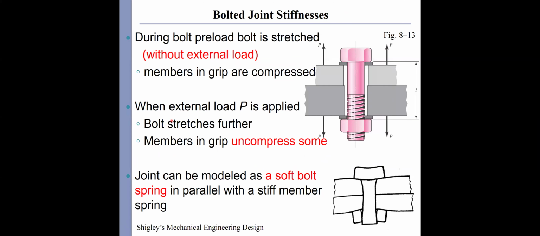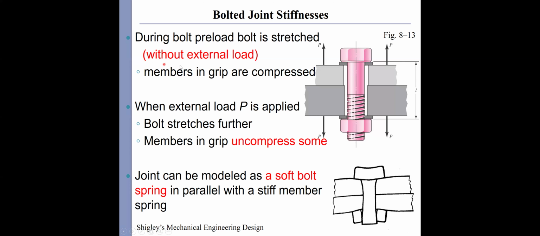Now we are going to look into the concept of stiffness. We can define the bolt and the nut to define their stiffness. The function of the joint, including the bolt, nuts, and the members, is to fasten. We're going to clamp, to fix two members or multiple members together. During bolt preload, the bolt is stretched.